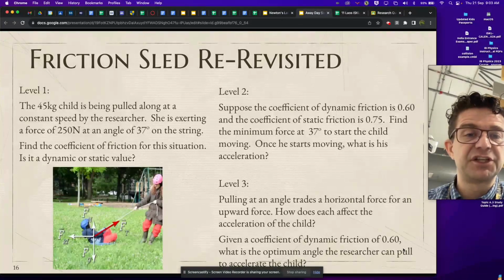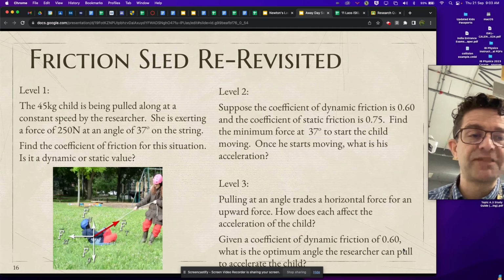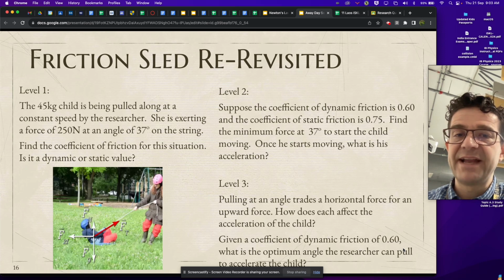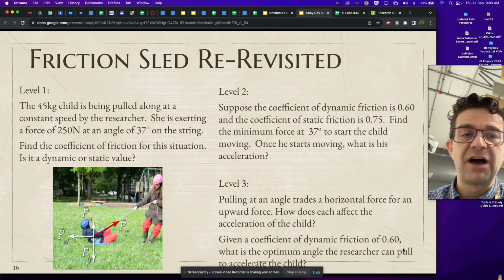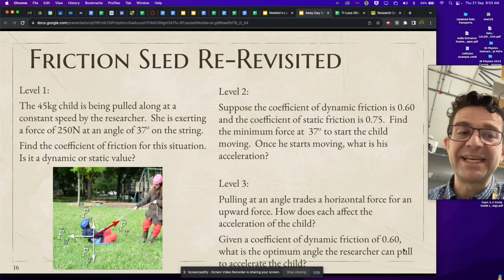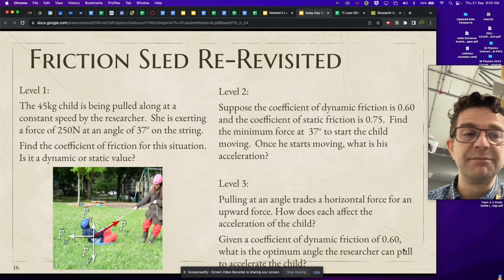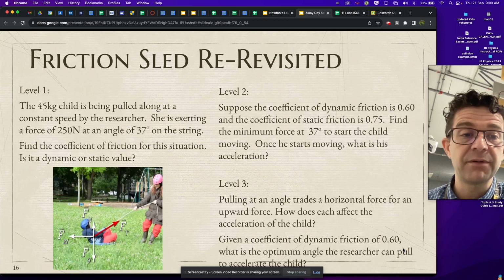Let's revisit the friction sled problem with 3 different levels of dynamics problems. So go ahead and you can pause. I'll go through the solutions one at a time. You can read these questions. Level 1 should feel quite easy. I would expect that you would be able to do this from the example we did before, and the idea that the coefficient of friction is what you're trying to solve for, that the force of friction is proportional to the normal force.